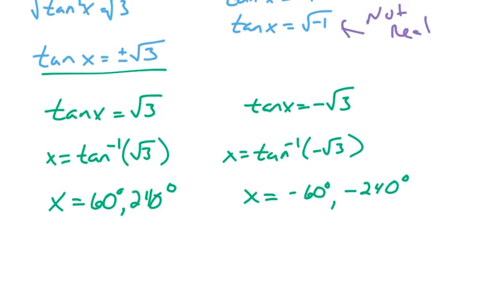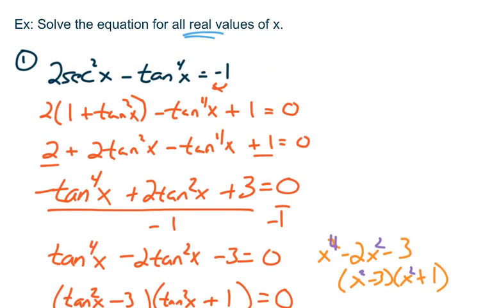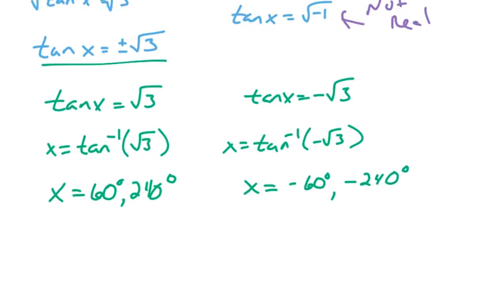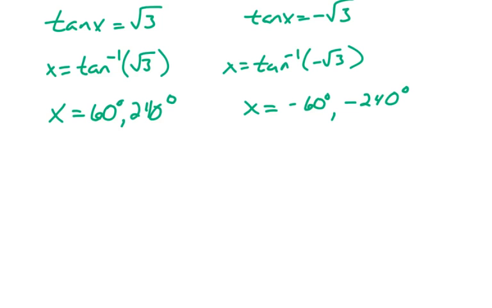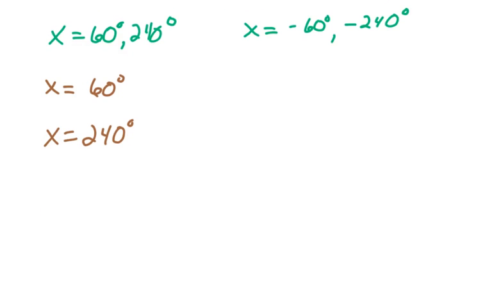Okay, so we found our first few answers, but it's looking for all real answers. Let me go back and mark this. All real answers. So we've identified 4 of them, but how do we identify the rest of them? How we're going to do that is we're going to write 4 separate equations, or 4 separate answers, and we'll do this in brown. So we'll say x is equal to 60 degrees. We say x is equal to 240 degrees. We can say that x is equal to negative 60 degrees, and we can say that x is equal to negative 240 degrees.